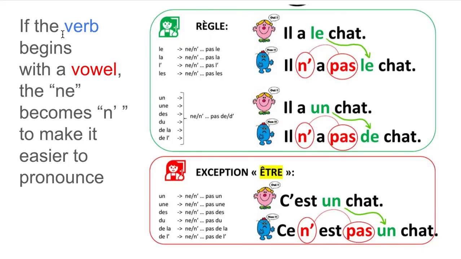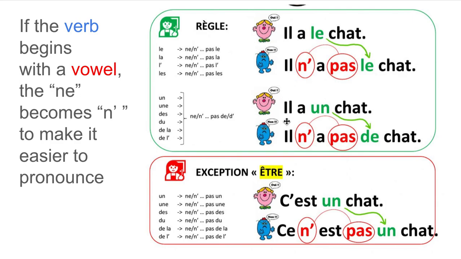Alors, attention. If the verb begins with a vowel, the ne becomes n apostrophe, to make it easier to pronounce. Remember that's the case when you have a vowel, and you can't really say two vowels together. So when you have il a le chat, you will have il n'a pas le chat, and the ne becomes n apostrophe. This one means he has the cat, and that one means he doesn't have the cat.